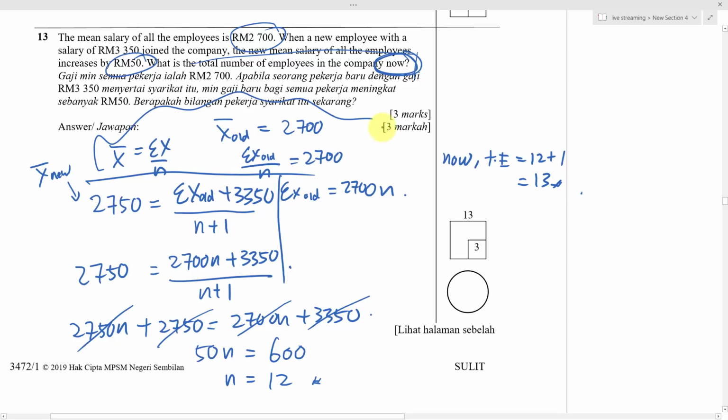Yeah, a lot of information here. So first thing is I use the original mean formula to find out what is my sum of x, the original one. And then I sub into my new mean formula. Basically it's just the mean, because you already add a newcomer, who has the higher salary 3350, and then you need to divide by the total n plus 1, because you have one newcomer here. Okay, so yeah, this is how we do it.